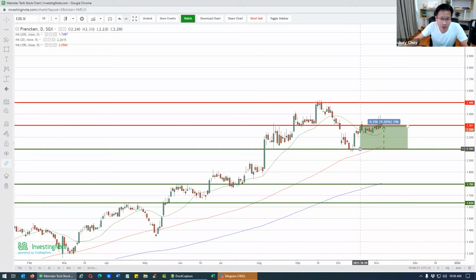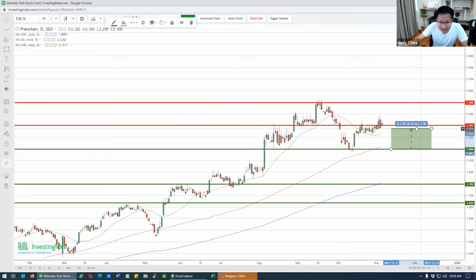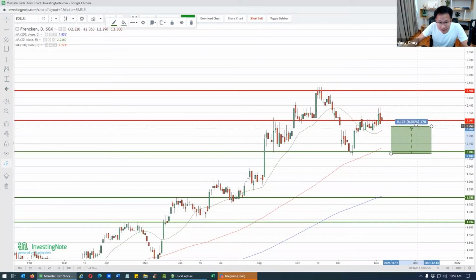And yes, it did rebound over the past 2 weeks. And this is pretty much where we are right now at about $2.30. So you can see we have hit our targets, all right.